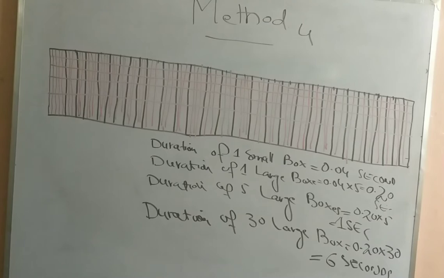This is not a futile exercise. This is a very, very important understanding of the duration in order to completely understand method 4 of calculation of the heart rate on the ECG paper. What? Duration of one small box is equal to 0.04 second. Duration of one large box is equal to 0.04 into 5, 0.20 second. Duration of 5 large boxes is equal to 0.20 into 5, that means 1 second, and duration of 30 large boxes would be 6 seconds.